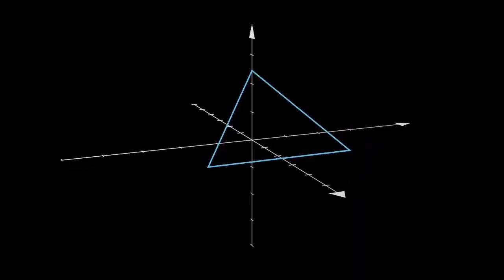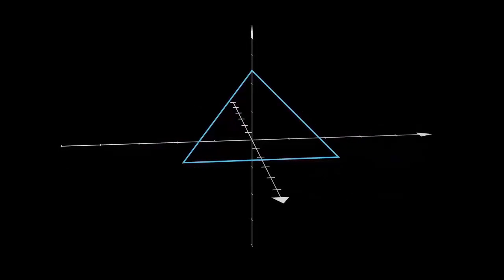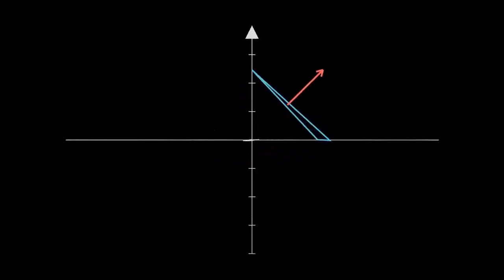To shade a triangle, you need a normal vector. A normal vector indicates the direction of the triangle face. A normal vector is perpendicular to the triangle face, like this red arrow.